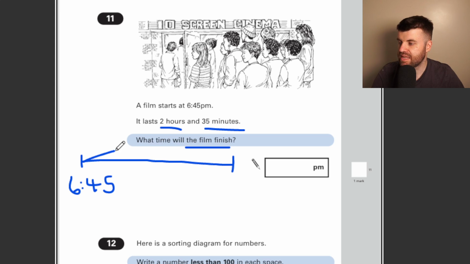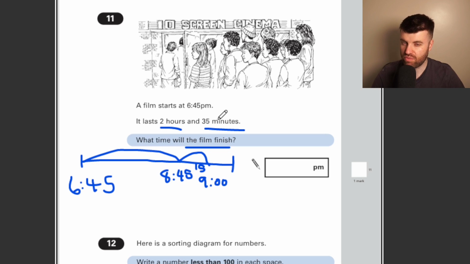2 hours, 35 minutes. We'll jump forward 2 hours, gets us to 8:45. And we've still got 35 minutes to go. Well, jump forward 15 minutes to get to the next hour. That gets us to 9. And if we've used 15 minutes out of these 35, what's left? Well, hopefully you can tell that's just 20 minutes left. So 20 minutes after 9 is 9:20 p.m.